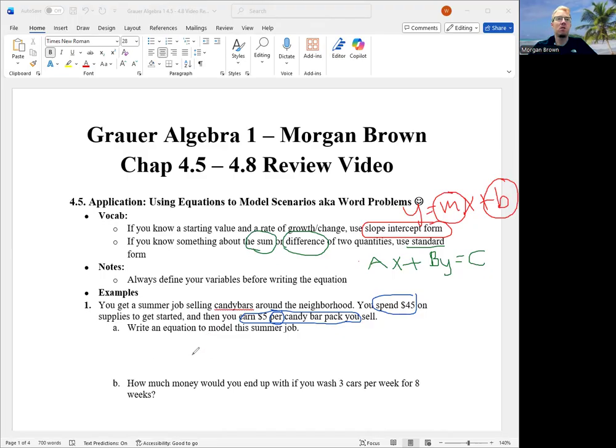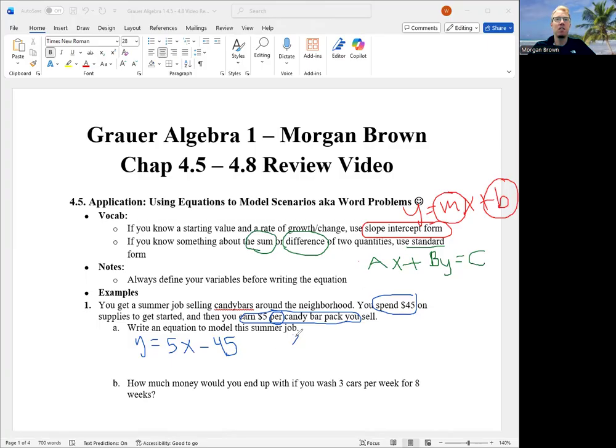So I'm going to just use y equals m, which is 5x plus b, but this is going to be negative 45. The reason it's negative is because we had to spend the money to get started. Maybe I had to buy the candy bars in the first place, maybe I had to buy some other supplies. I'm not sure, but you can imagine you spent some money to get started.